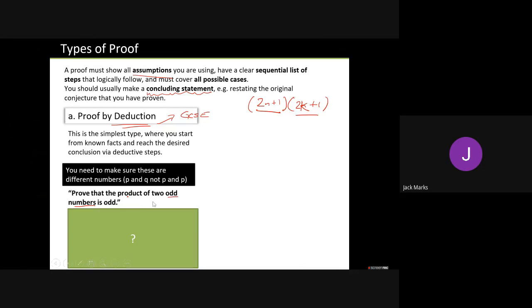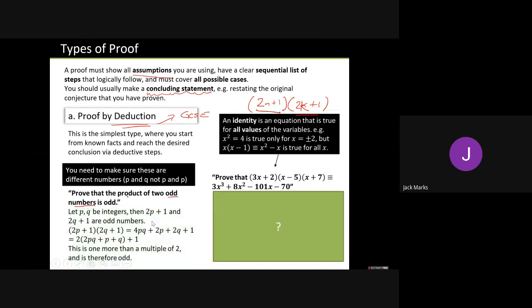What do we need to do? We need to show that it's odd. So here they use 2p plus 1 and 2q plus 1. It doesn't matter what your letters are. When we multiply them out, we get all of this here. Well, how do we prove that things are odd? We show that they are even, and then that we're adding or taking away an odd number. That's usually the way to do it.